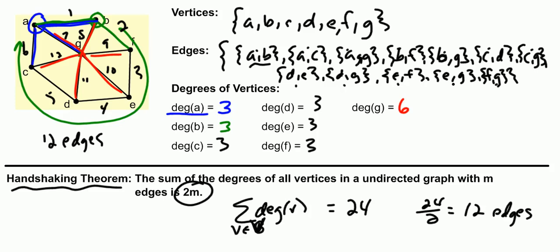Now, once graphs start getting larger, sometimes when you try to count edges, you can get lost and wonder if you really counted that edge already. So sometimes it's easier to count the degrees, add them all up, and divide by 2.